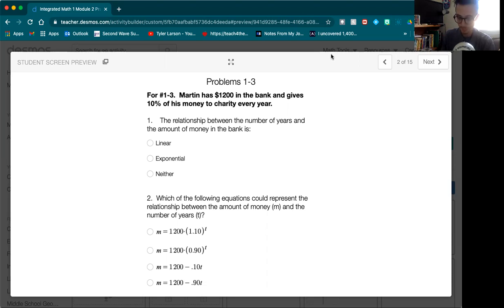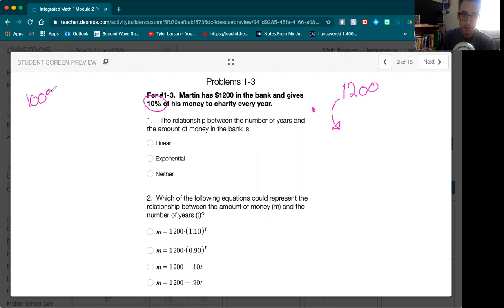All right, sound good? So we're going to take a look here at Martin having a little bit of money in his bank account, giving 10% of his money to charity every year. That's very nice of him. So we are working with a percentage, and I think that's pretty noticeable here because of the 10% of the money. As this starts off, it'll start with 1200, but then as it goes to the next year, what's this going to have to multiply with to show how much is being retained, the amount of money in the bank?